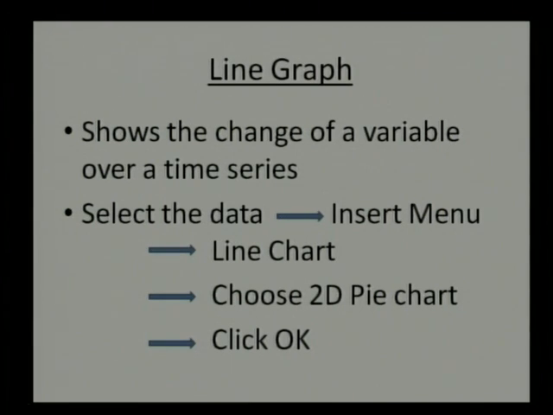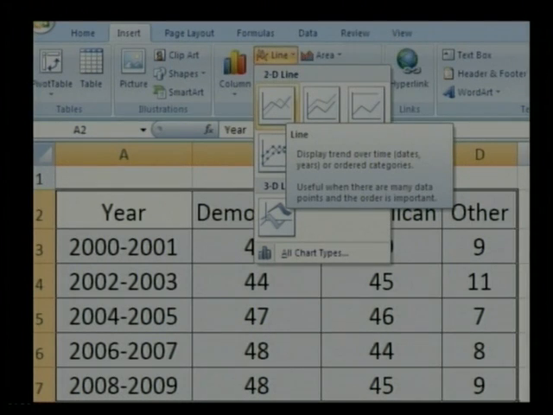Next is a line graph. A line graph shows the change of a variable over a time series. So how to draw a line graph? For that, select the data and then click the insert menu, and in the insert menu select the line chart, may it be 2D or 3D, and then OK it.